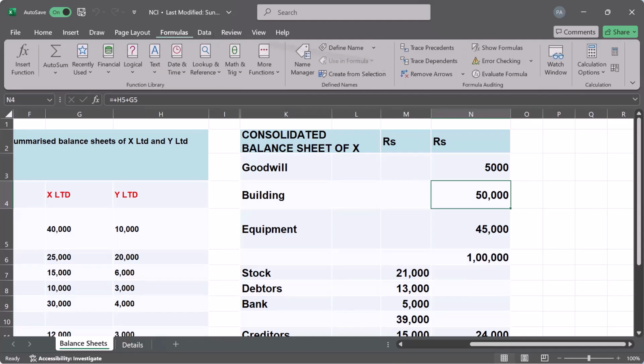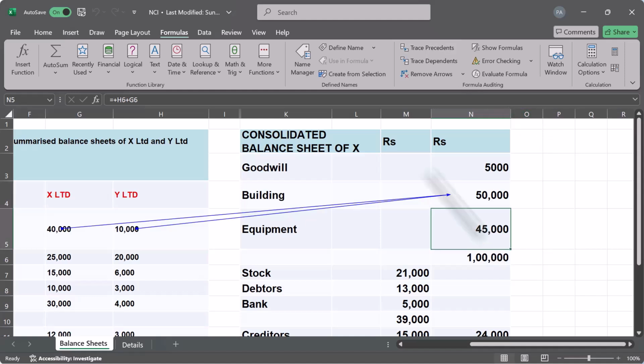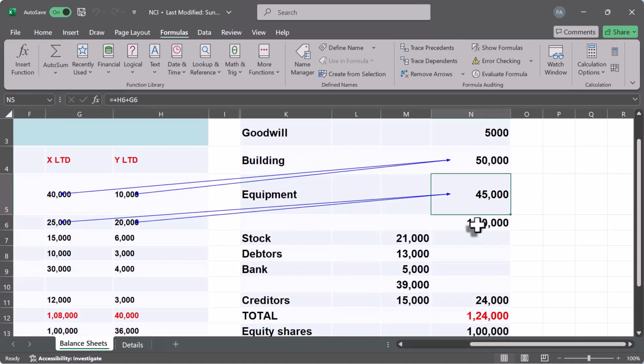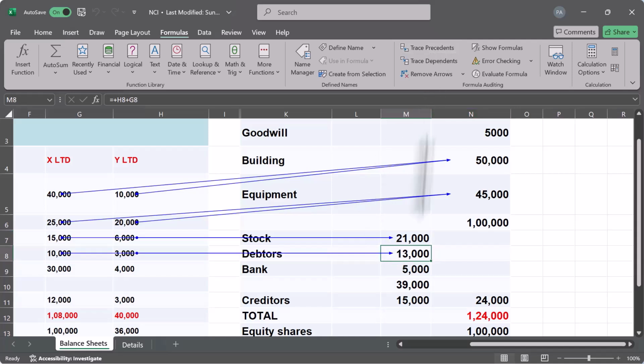Fine. Equipment, similarly we can just add everything. Equipment, just simply sum up everything, assets and liabilities. Then if you look at the total, it was 1 lakh here. Then stock is simply the addition, 15 plus 16. Then debtors, 10 plus 13. Then bank, now bank is 5,000 here, whereas the bank balance is 30,000 and 4,000.